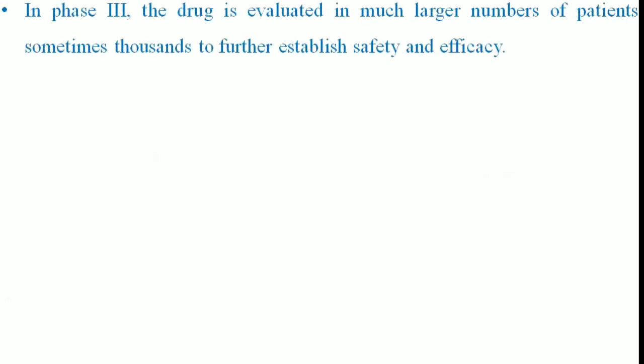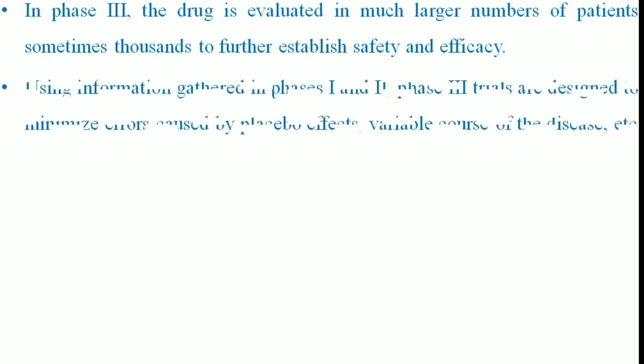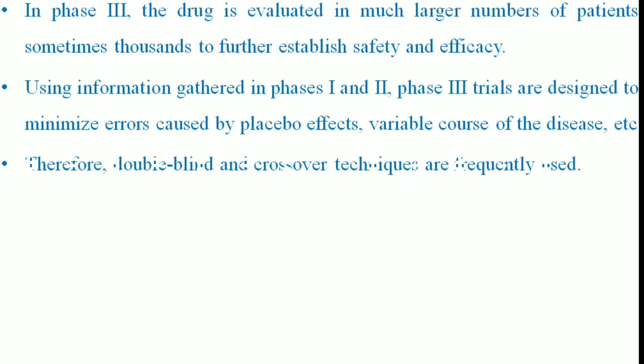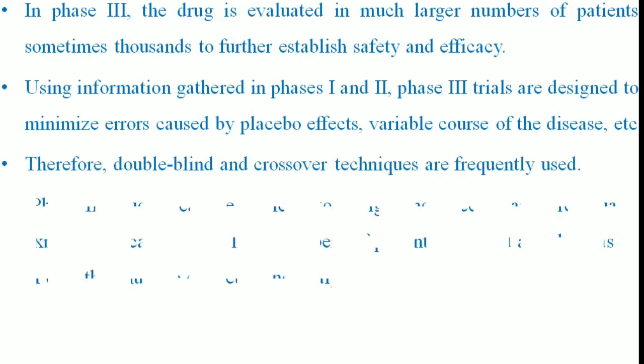Now phase 3. In phase 3, the drug is evaluated in a much larger number of patients, sometimes thousands, to further establish safety and efficacy. Using information gathered in phase 1 and phase 2, phase 3 trials are designed to minimize error caused by placebo effects, variable course of the disease, etc. Therefore, double-blind and crossover techniques are frequently used.